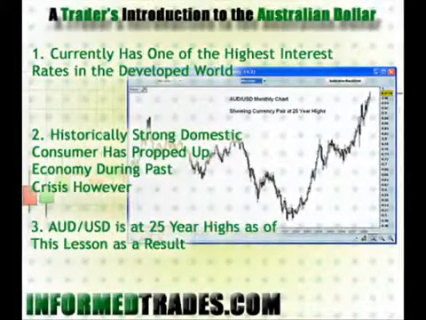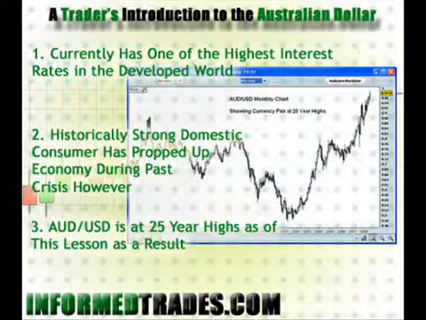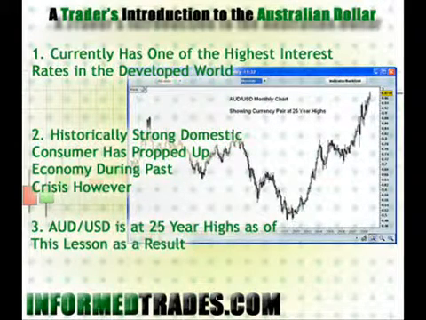The last major factor to keep in mind about the Australian dollar is that Australia has one of the highest interest rates in the developed world, currently at 7.25% as of this lesson. This has made the currency one of the primary beneficiaries of carry trade flows, which we learned about in my three-part series on the carry trade in Module 3 of this course.